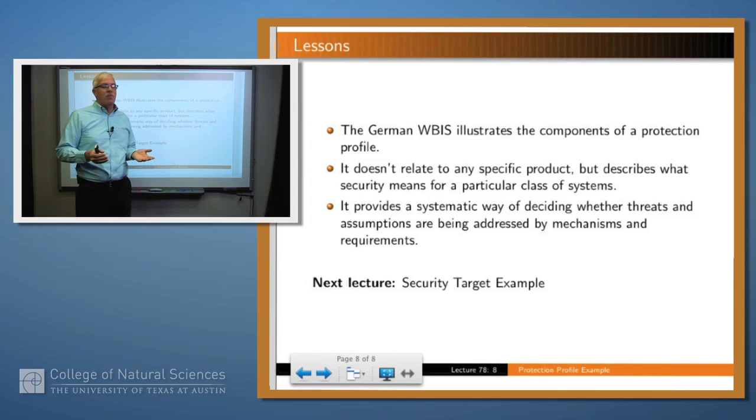Okay, so what have we said? Well, this German waste bin identification system is an example of a protection profile, a pretty peculiar example, but nevertheless it illustrates the basic form of one of these things. Notice that it doesn't relate to any specific product, but rather it describes the security mechanisms which you might put in place for any such product. And it also provides a systematic way of deciding whether the threats and the assumptions which a system like this might encounter are being addressed by the mechanisms and the requirements that you would impose.